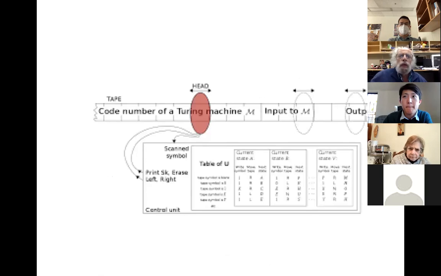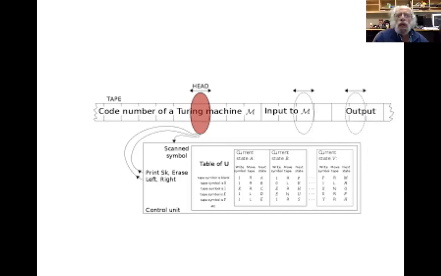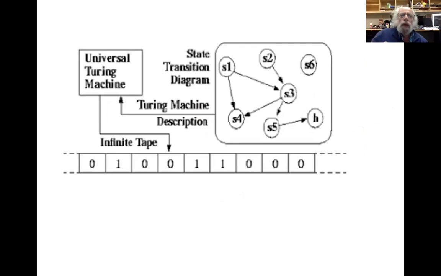So here's a universal Turing machine. You have a code number of a Turing machine, you have the input to M and the output, which tells you what to do when you're in a state and you're observing a symbol. And here is sort of a diagram of the infinite tape. Now keep that in mind.